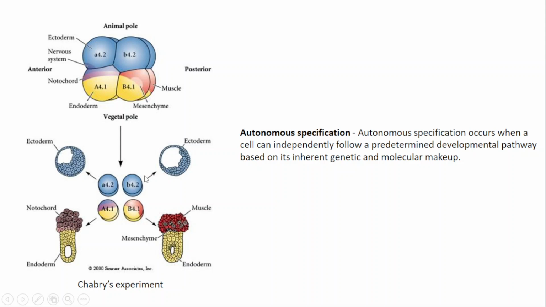Now, when he separated the blastomeres and then cultured them, he could see that A4.2 still formed the ectoderm, B4.2 formed the ectoderm, while A4.1 formed the endoderm and the notochord, and B4.1 formed the mesenchyme and the muscle. The same exact way they were programmed in the early blastula stage. So even on separation of these blastomeres, we see the same fate. That means this is an example of autonomous specification in which each blastomere is already specified what structure it is going to make. This was Chabri's experiment.